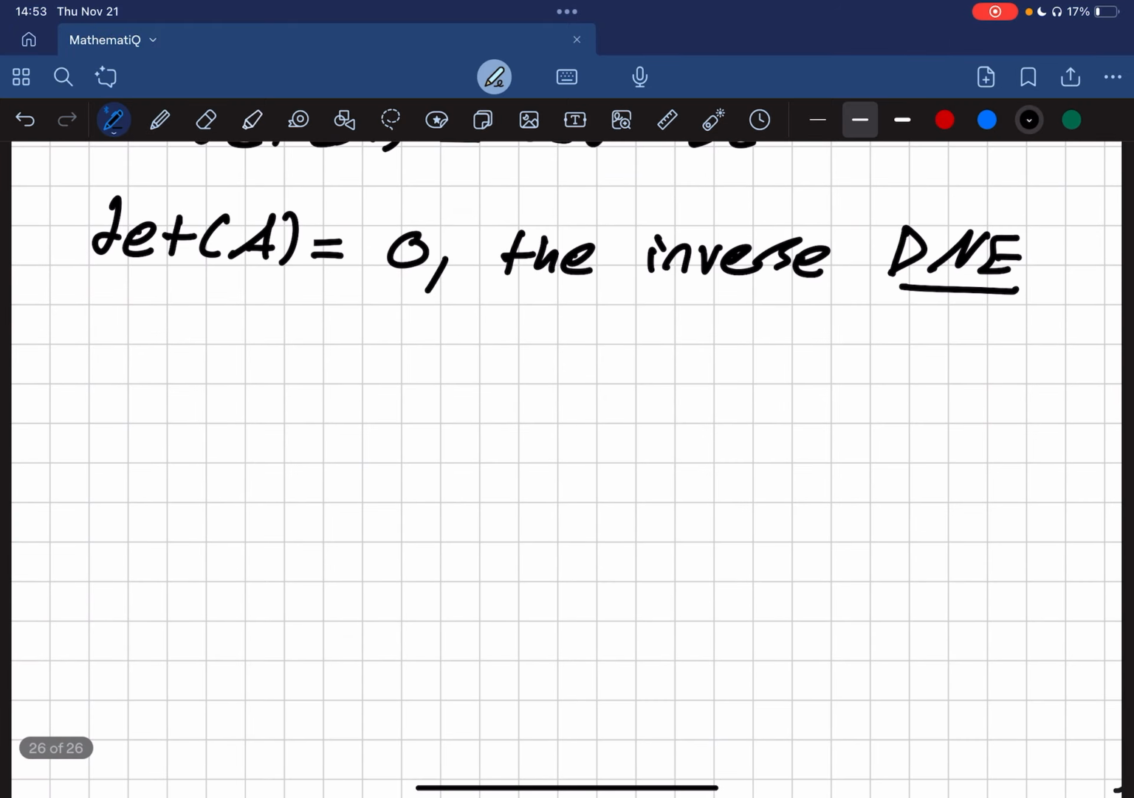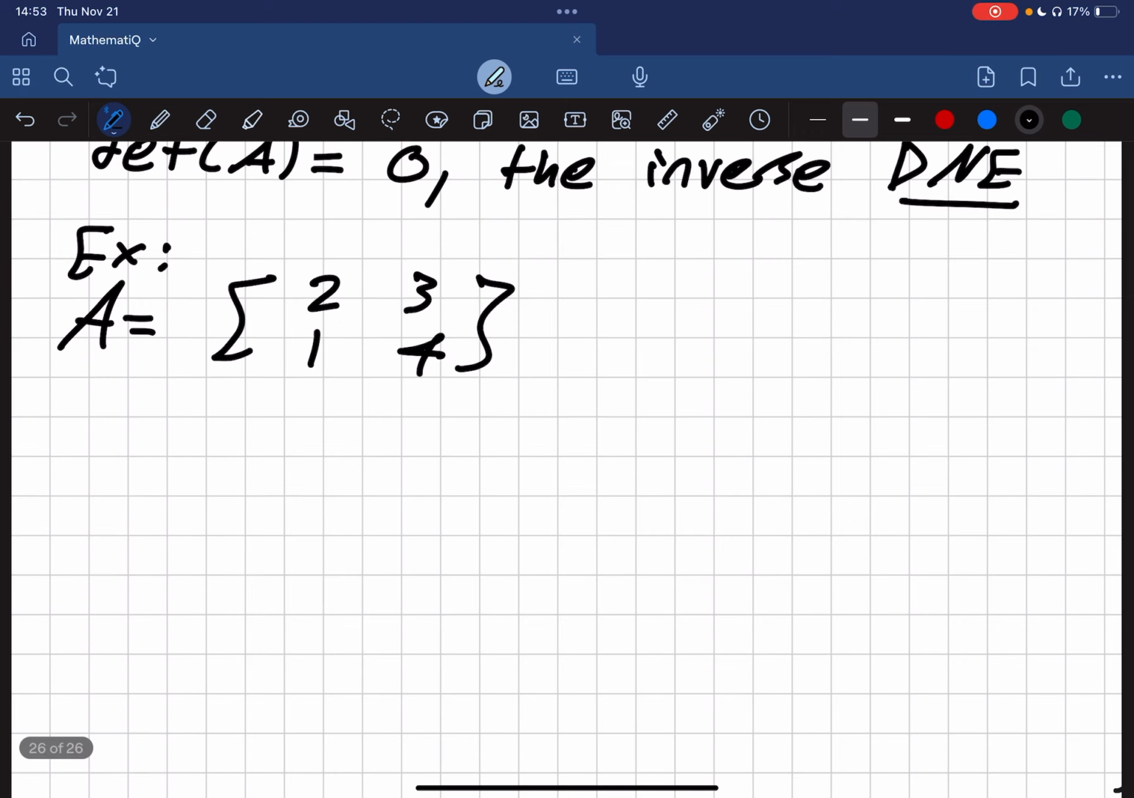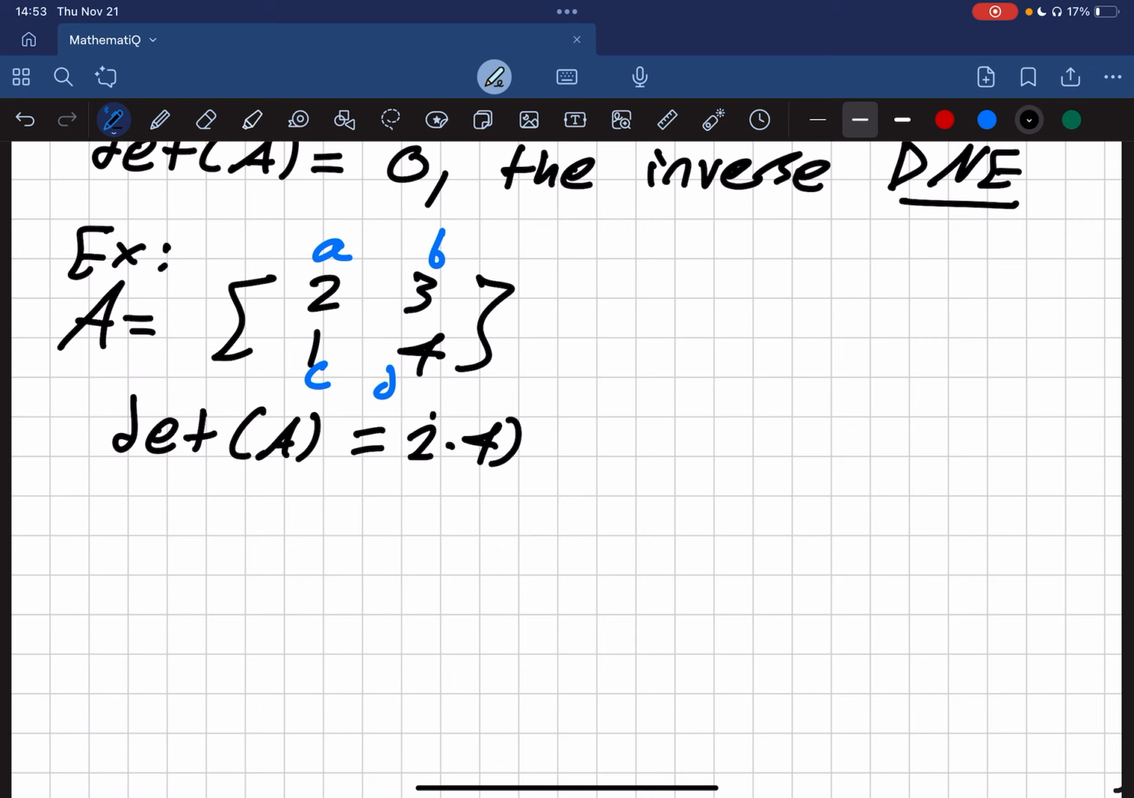Let's say A is the following: 2, 3, 1, 4. I'm going to get started by finding the determinant of A, where in this case, this is a, b, c, and d, right? So it's ad, so 2 times 4, minus bc, which is 3 times 1. And this simplifies to 8 minus 3, which simplifies to 5.